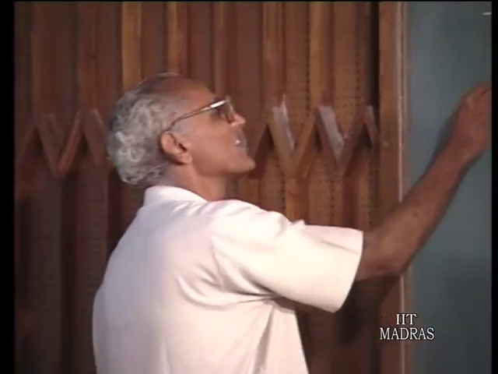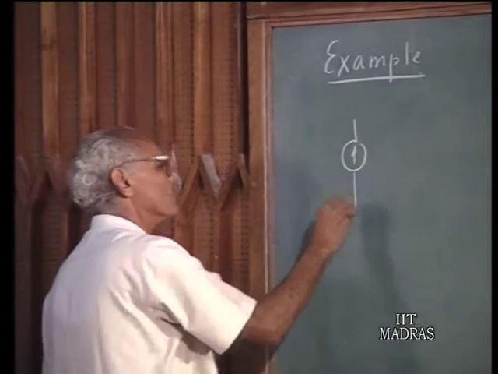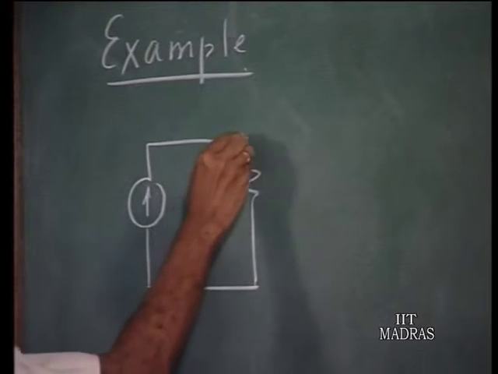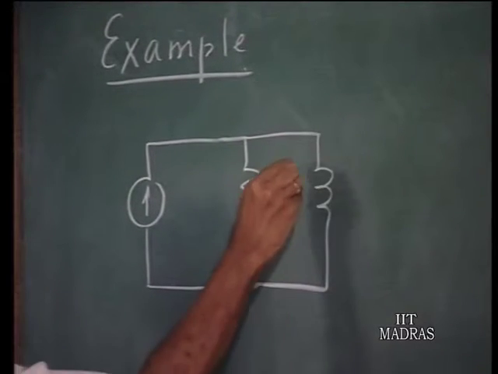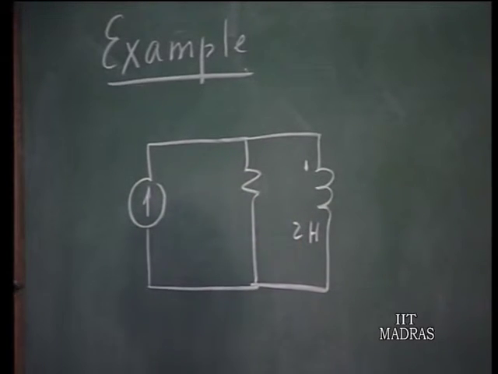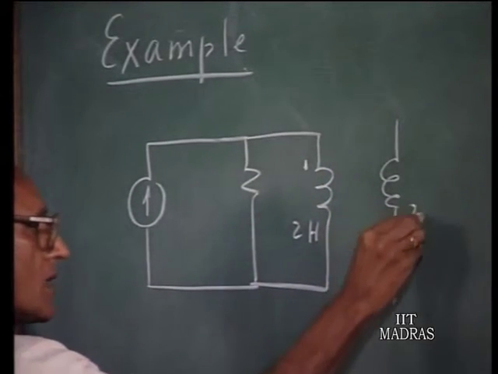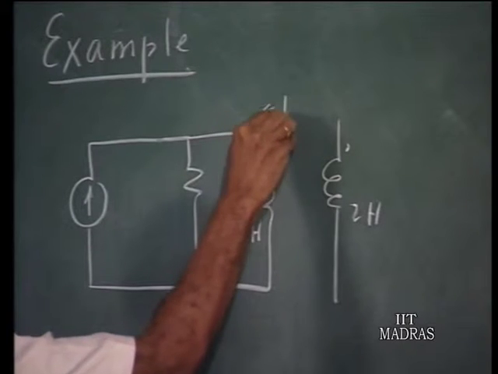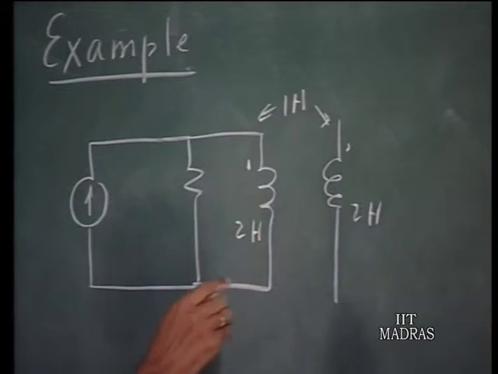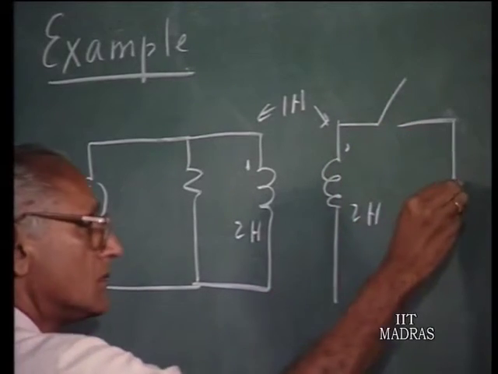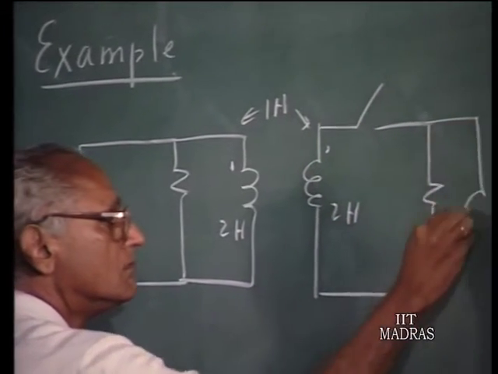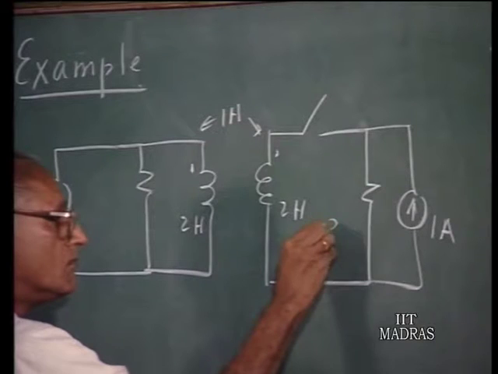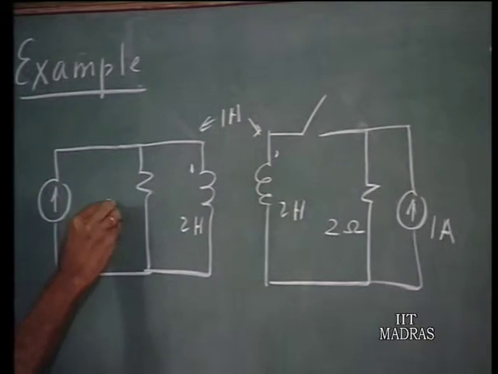In this example, we have a circuit with a pair of coupled coils having this arrangement: 2 Henries, and let this also be 2 Henries self inductance, and let the mutual inductance between these two coils be 1 Henry. Let the element values be as marked here.